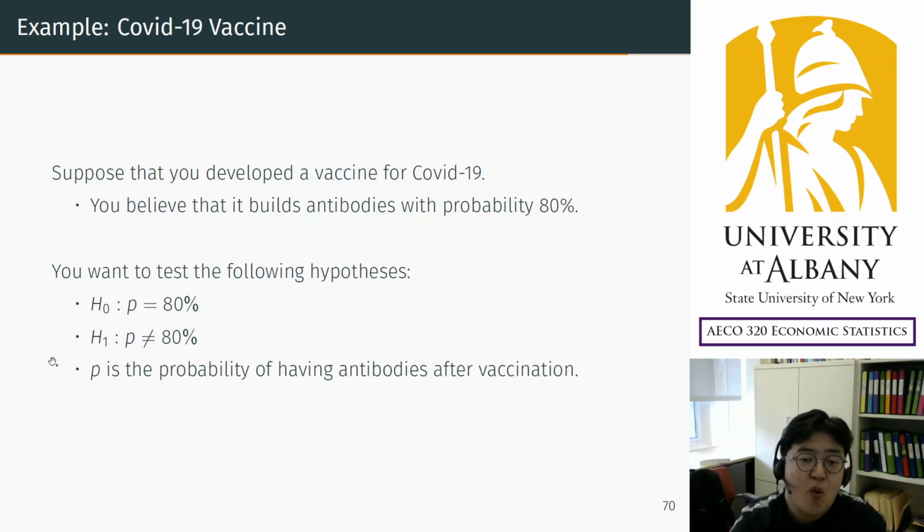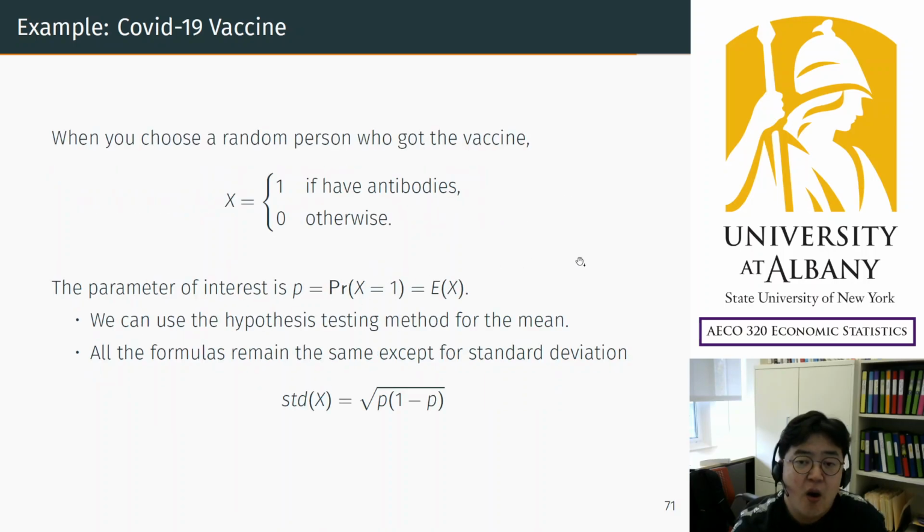Okay, so we are going to test my belief. Probability of having antibodies against COVID-19 after getting this vaccine is 80%. Probability of success is 80%. Okay, we are going to test this one. And as you may have expected, this is a binary distribution. So everything is the same, but we are going to use binary structure. First, the probability equals the mean. So we may use the same framework in this example.